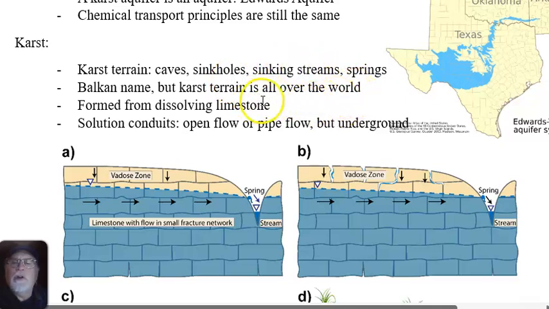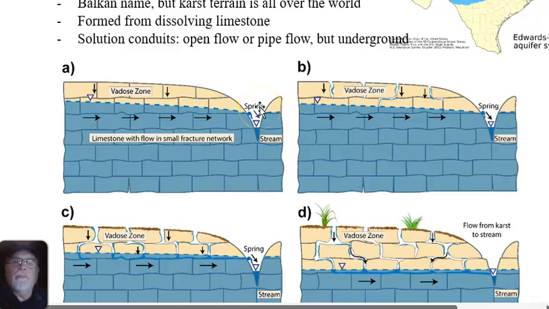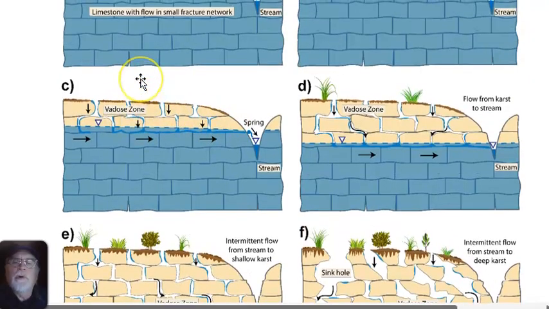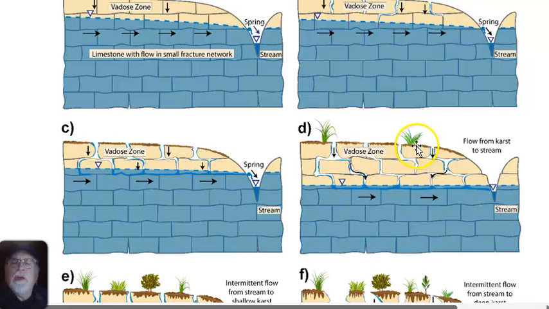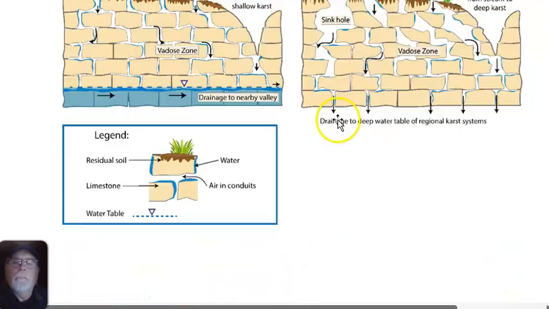It's formed from dissolving limestones. If you look here, you have these cracks in the limestone, and the water runs through them, and as it runs through, it dissolves the limestone. That's how you get stalactites and stalagmites: when it comes out into the air, it precipitates out. So it forms these solution channels as it dissolves in there, and it develops over the millennia until you get these caves and sinkholes and stuff like that.